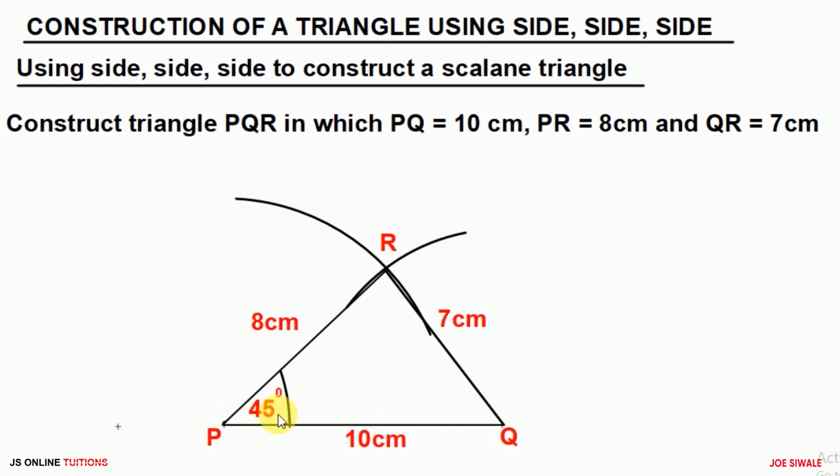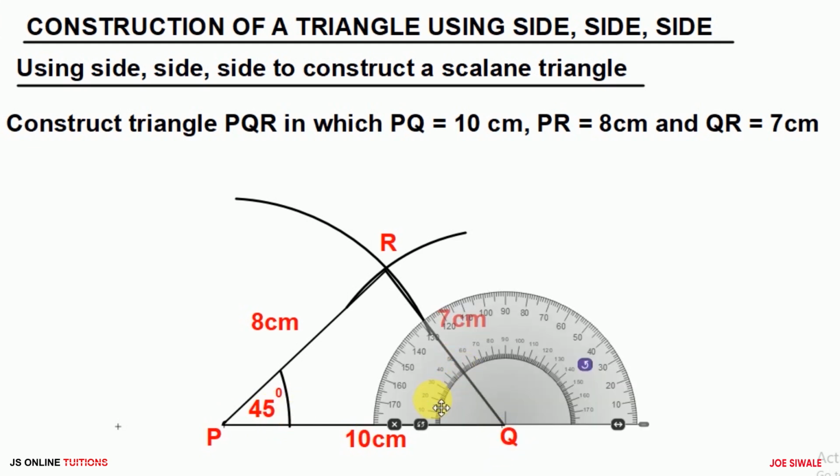Let us now measure the angle at Q. So let us now measure the angle at Q, and we have our protractor there. So we're going to say 10, 20, 30, 40, 50.